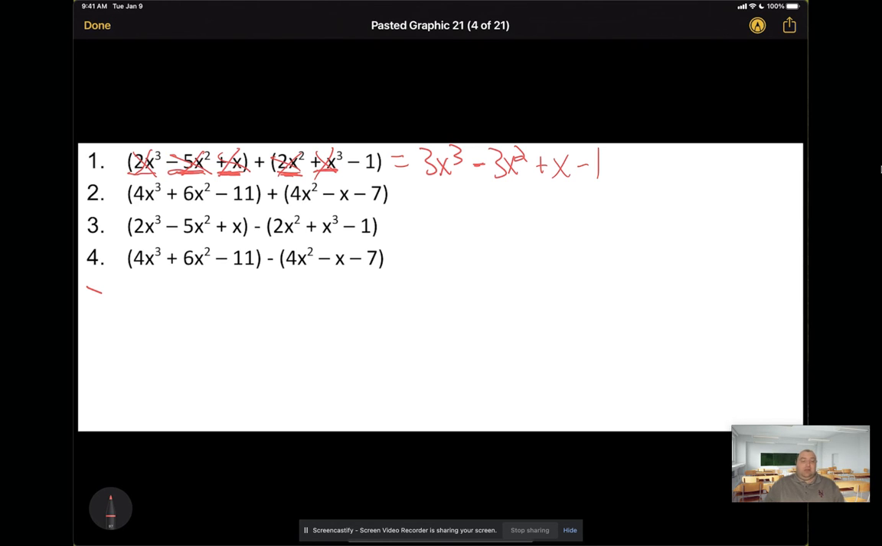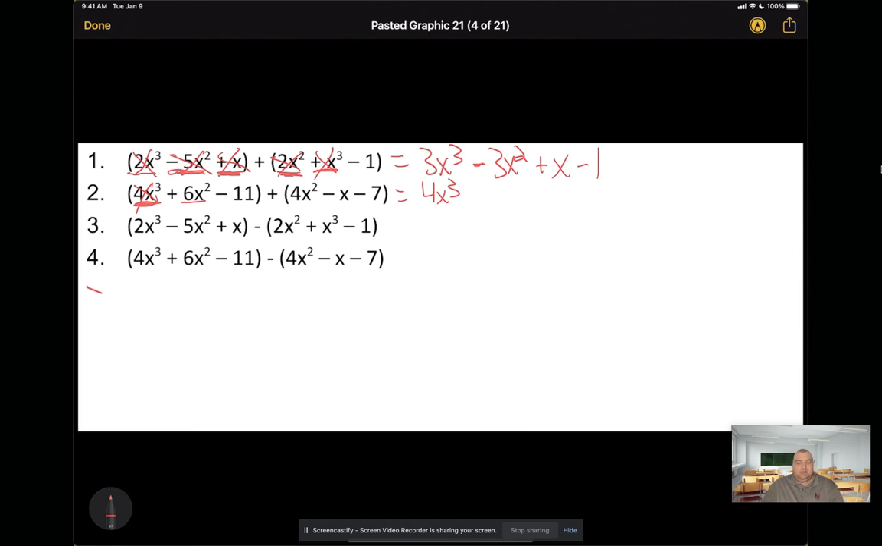Let's go ahead and look at number 2. Again, we're going to look for the highest exponent between them, and the highest exponent I see, once again, is x cubed. Now there's only one x cubed term, so I'm going to bring that down for x cubed. So I can cross that out. And then I'm going to work my way down.